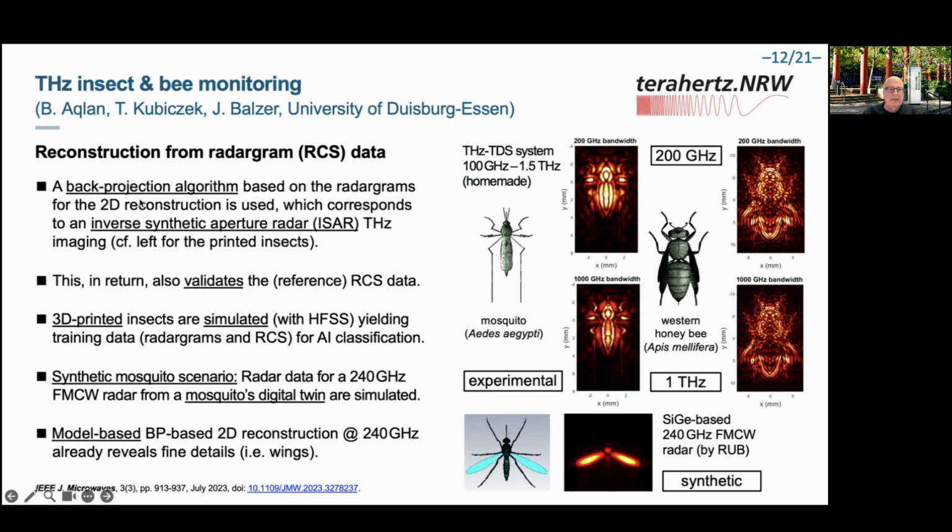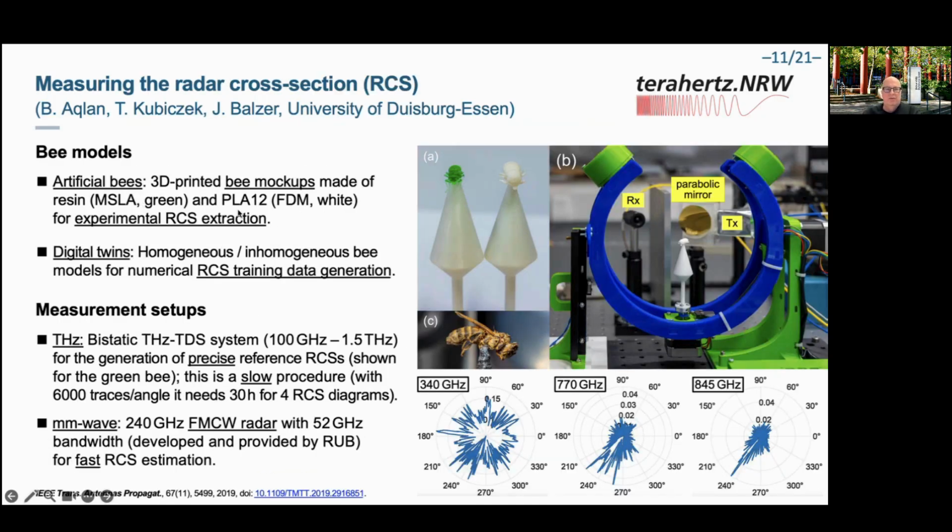On the other hand, we also have, for example, the polymer PLA12, which is made with fused deposition modeling, and which corresponds to the white bee here. And the question is, why use artificial bees or bee mock-ups at all? A real bee would be the alternative, but the difficulty is that real, dead bees are really dried out.